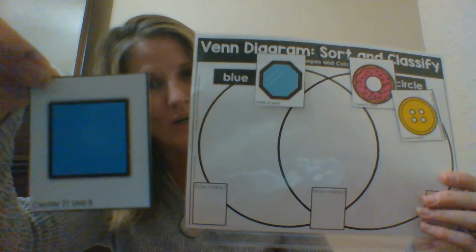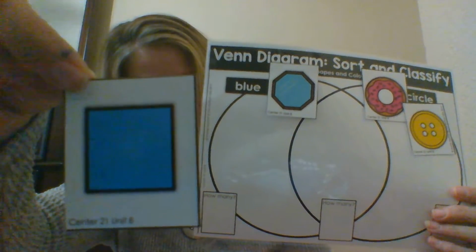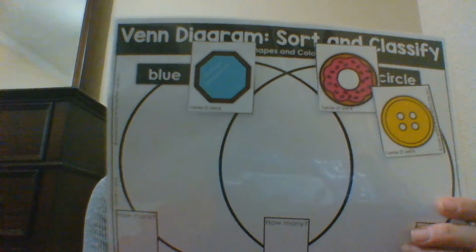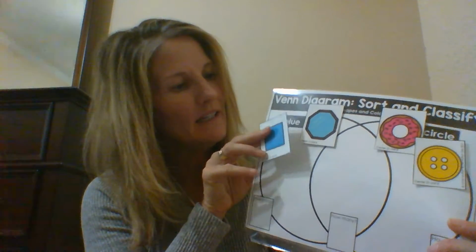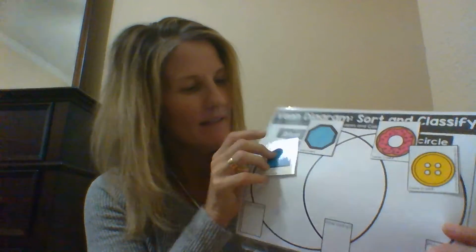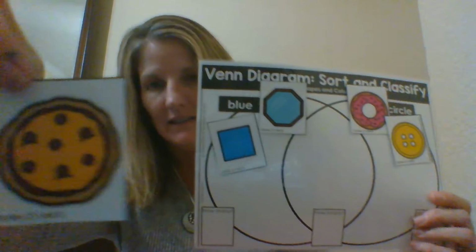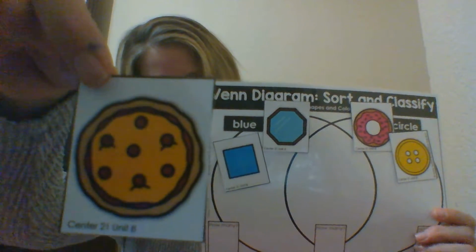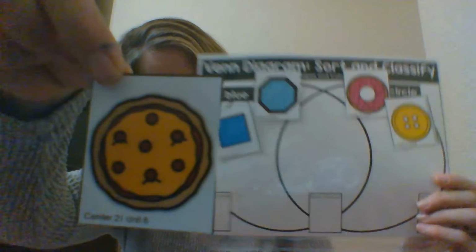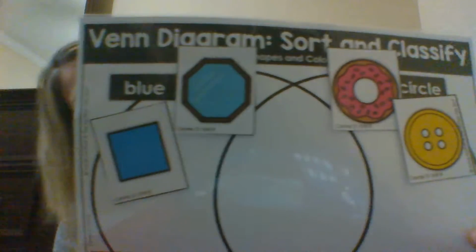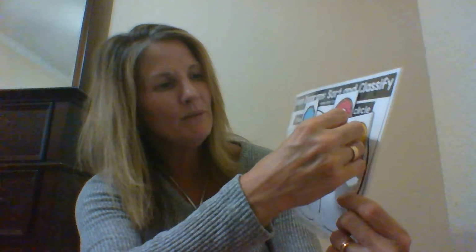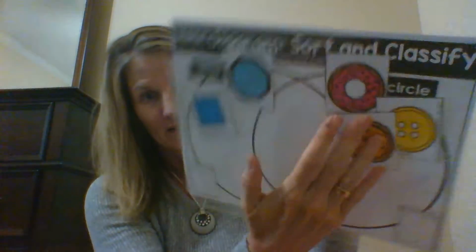Yeah, 4 equal sides is a square. So karate chop it. Where does it go? Yep, it is not a circle, but it is blue. So I need to put it on this side. All right, what about this one? Ooh, pizza. Good. I should make that closer for you. It is a circle. Definitely not blue. I'm going to put it on top of here.